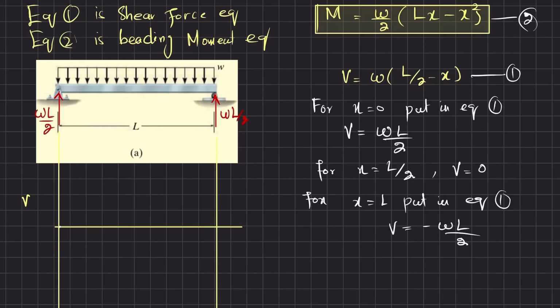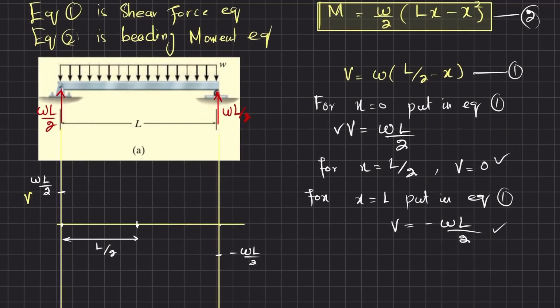So you have three values. At X is equal to 0, we have V is equal to WL over 2. At X is equal to L by 2, for example this length is L by 2, we have shear force 0. At X is equal to L, we have shear force minus WL over 2, which is this point. Now you can see that this load is a uniformly distributed load, so the shear force will be one degree higher, and it will be a straight line with decreasing slope. So you can join these three points by a straight line. This will be your shear force diagram.